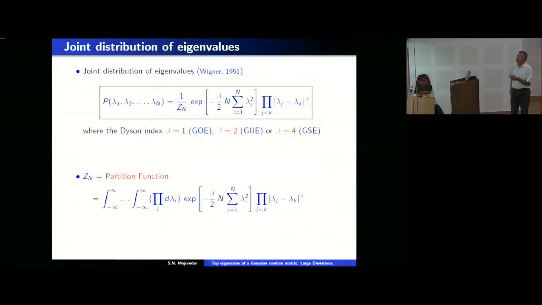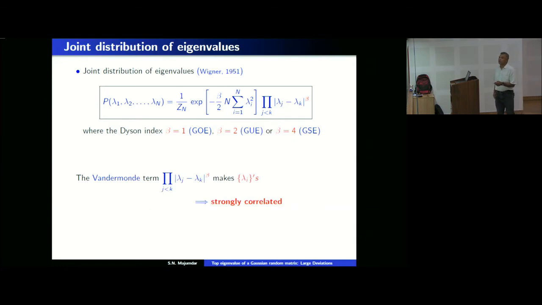And so the point is that if you did not have this factor, okay, let's see if I have another slide here. This term makes the eigenvalues strongly correlated, okay? Because if I did not have this term, you see that this would factorize. And if you ask what's the probability that all the eigenvalues will be negative, it would be 2 to the power minus n. So it's this factor which makes the problem non-trivial, because of the correlation between the eigenvalues.